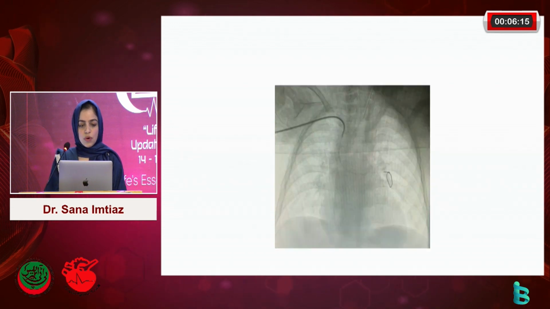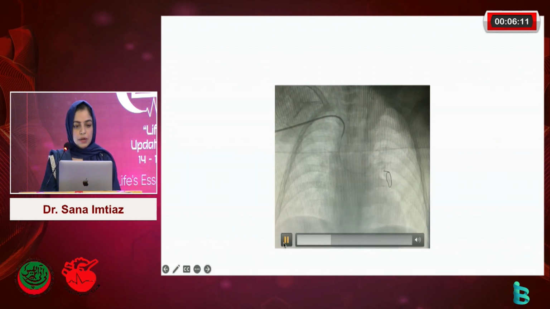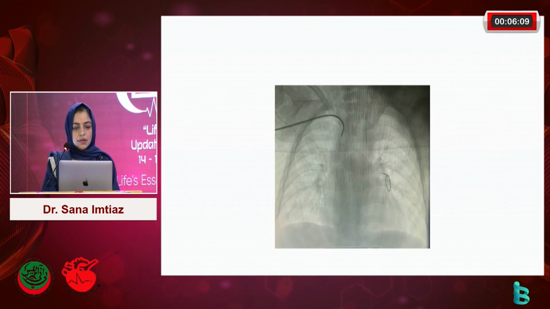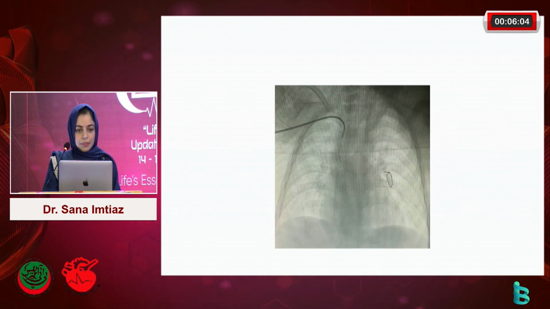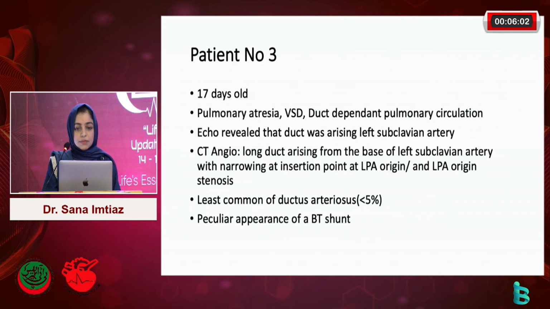The final result was good flow to the right and left pulmonary arteries, and the future plan was to go for bidirectional Glenn. Saturations remarkably improved from 35% to 80%.